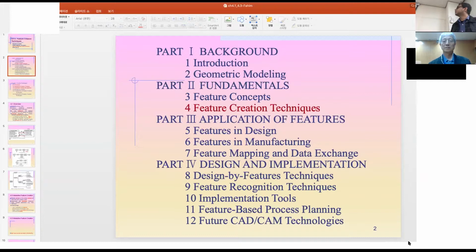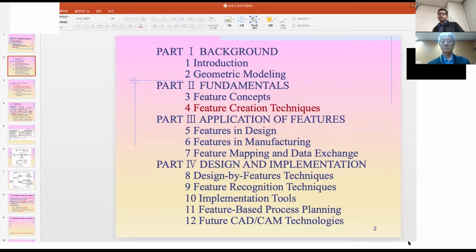The 2 FFGs and the GFF, the 3 main types of feature creation techniques, can be further subdivided. As you can see, automatic recognition has a lot of sub-branches, all of which I will be discussing now. The first is interactive feature creation.